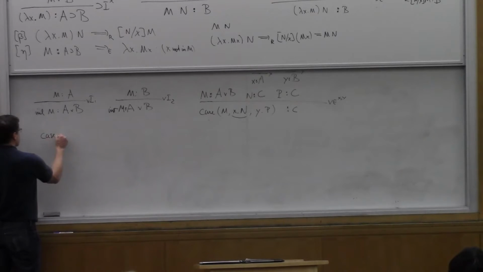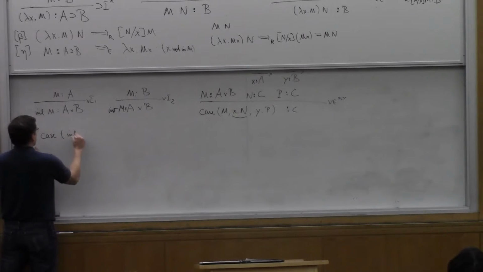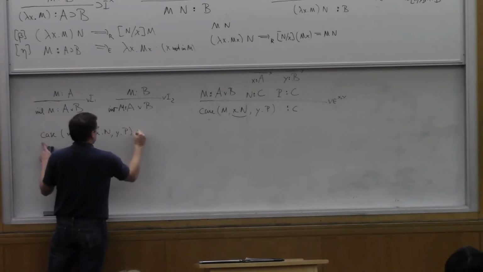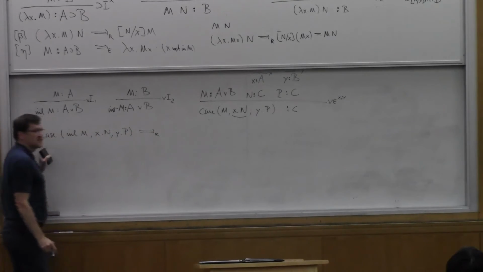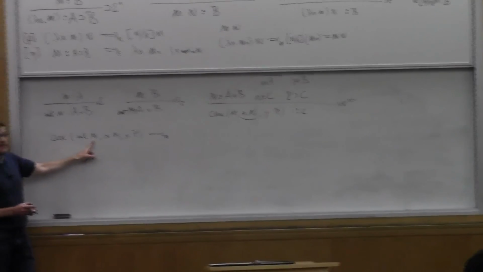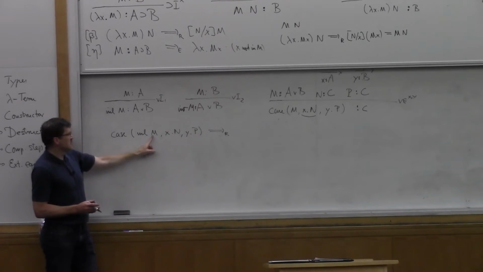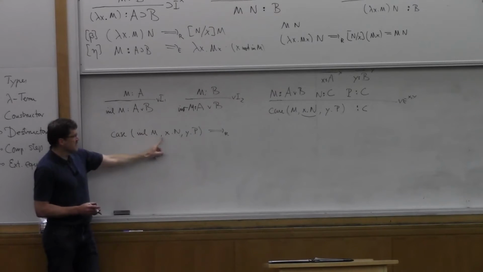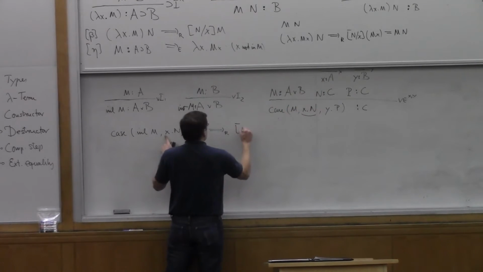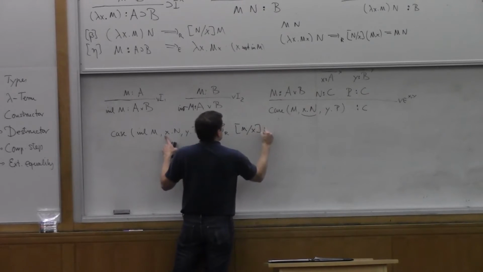If we take a case, and we have an in left of M, and then X dot N and Y dot P, what does it reduce to? So we know it's an in left. What's the type of N with M substituted for X? We know M is of type A, and we know it's an in left, so we have to pick the first branch. And M is of type A, so we can substitute it for X because we assume that X has type A. So this is going to be M substituted for X in N.